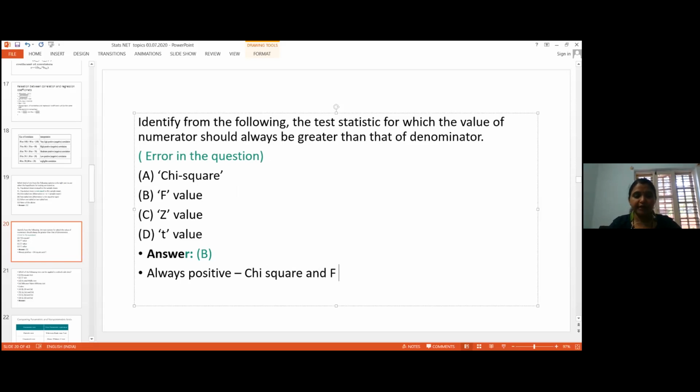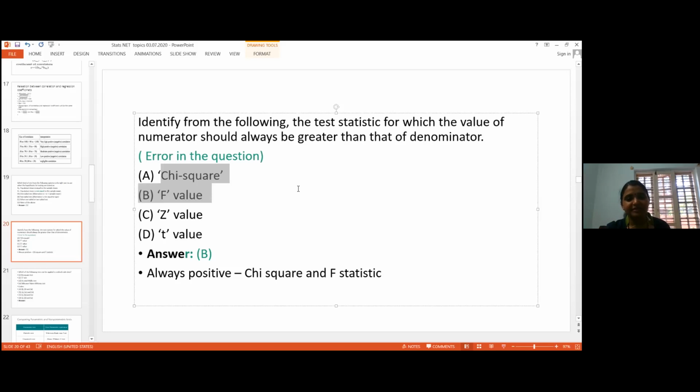Why is it like that? Because chi-square, you remember the formula? O minus E square. Numerator is being squared. So there is no question of negative coming in. F statistic means sum of squares. Again, it's a difference that is squared. So both of it has got only positive terms in it. So your answer also has to be positive. It can never go negative. I hope I've explained it.